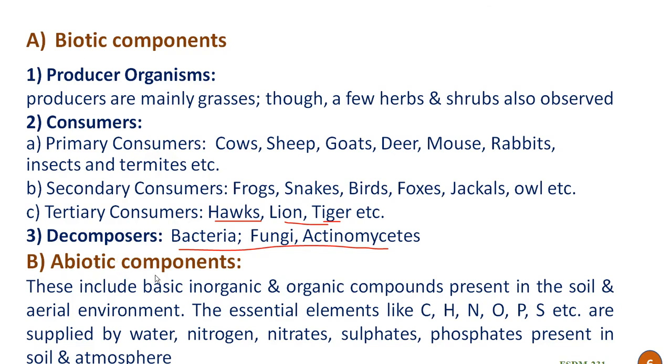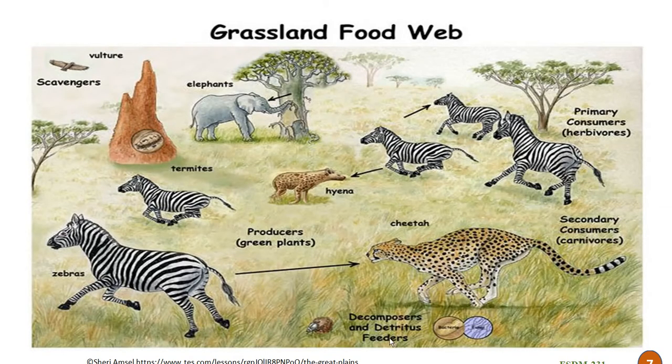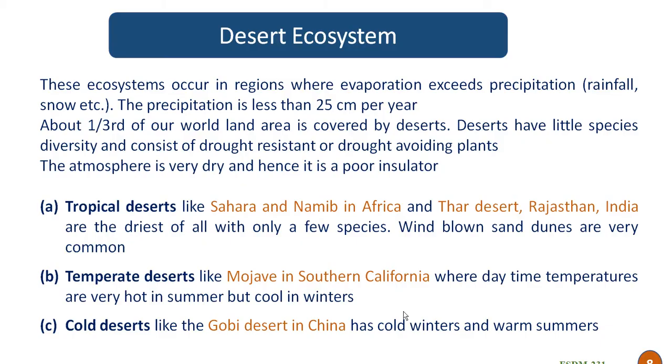And in the abiotic component, basic organic and inorganic compounds are present in the soil and the aerial environment. The essential elements like carbon, hydrogen, nitrogen, oxygen, phosphorus, sulfur, etc. are supplied by water. Then nitrates, sulfates, and phosphates are present in the soil and atmosphere. So this is the abiotic component of the grassland ecosystem. And here is the overview of the grassland ecosystem, in which we can see the producers, consumers, top carnivores, and decomposers also. Then next is the desert ecosystem.